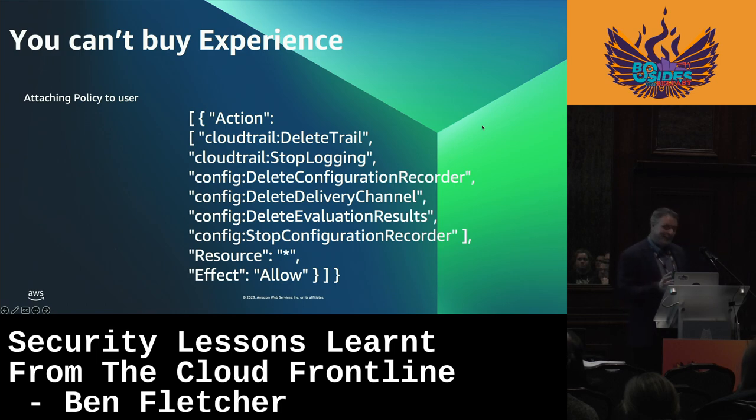So this was a multi-cloud example where a user had federated in and they were trying to apply this policy. It's actually quite a detailed policy. It's basically allowing you to delete trails, stop CloudTrail, and also mess around with Config. Config is a really powerful tool which allows you to configure and set configurations. They tried about 20 times to apply this policy and it just kept denying.